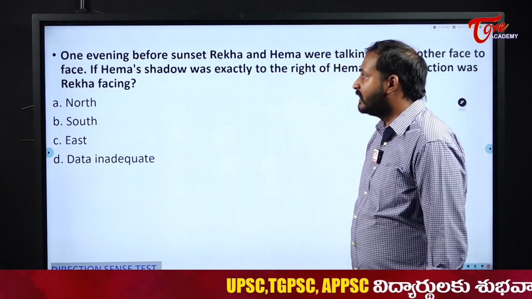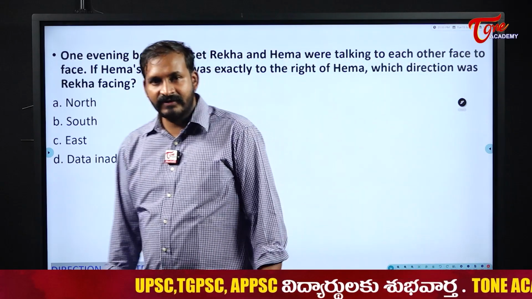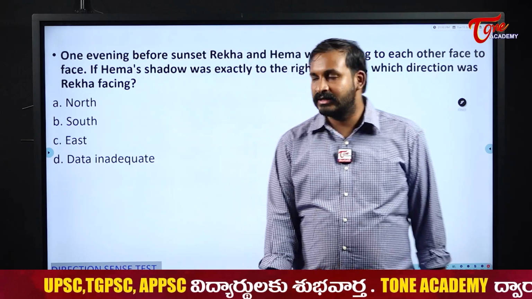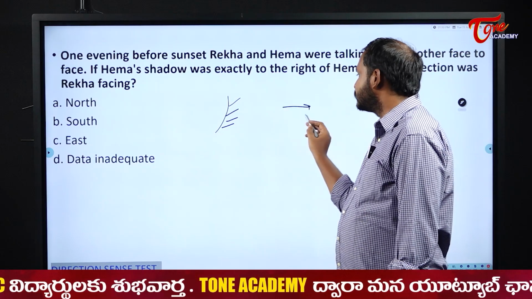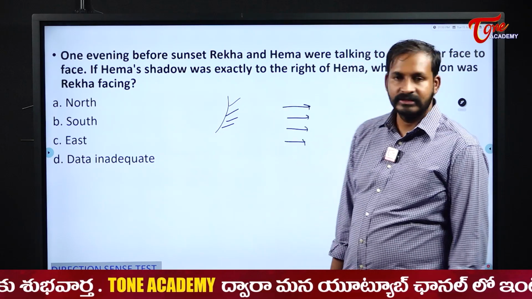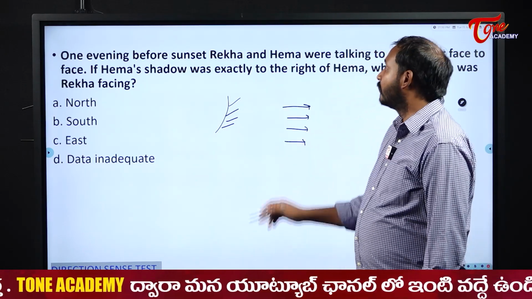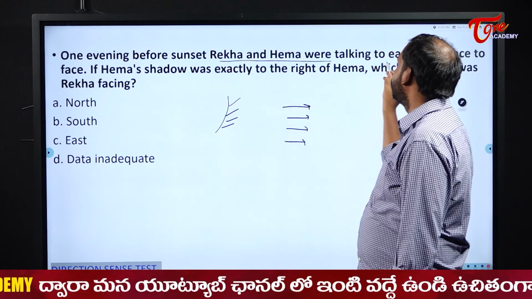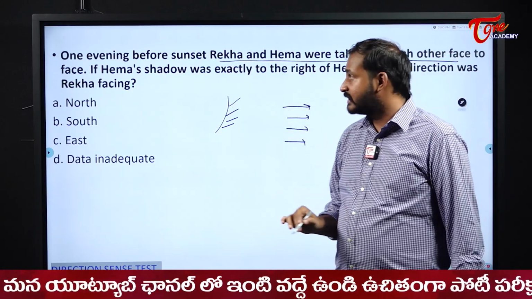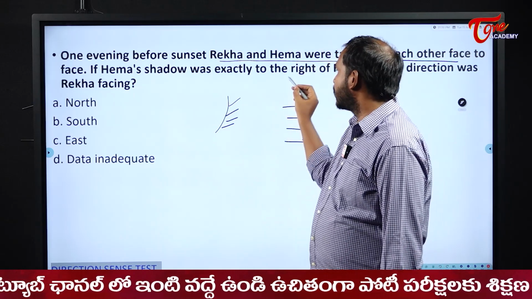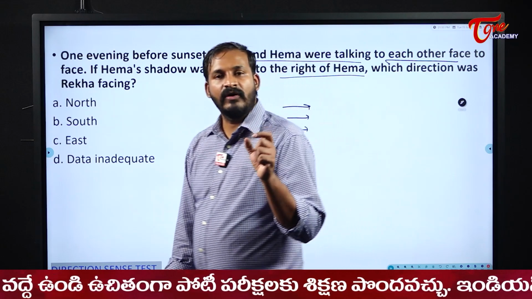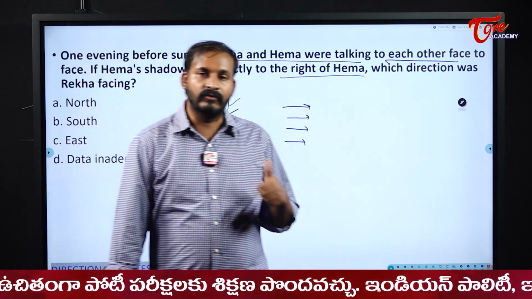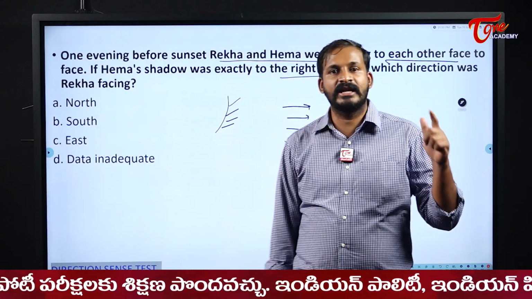Next one. One evening before sunset. During evenings the sun will be in the west, we all know, and the shadows will fall in this direction, right? Shadows will fall here, yes sir. Now, Rekha and Hema were talking to each other face to face. If Hema's shadow was exactly to the right of Hema. Now see here students, if the shadows are falling to the left or right, towards which direction will they face? They will face either north or south.